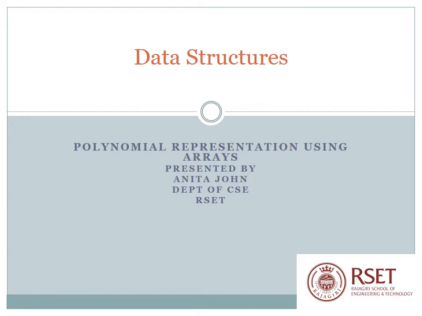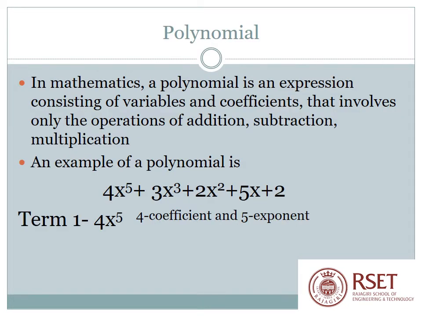So what is a polynomial? We might have studied it in your school days or in the previous math sections. A polynomial is an expression consisting of variables and coefficients that involves only the operations of addition, subtraction, and multiplication. This is an example of a polynomial: 4x raised to 5 plus 3x cubed plus 2x squared plus 5x plus 2. Conventionally, we write it in the descending order of the exponents.